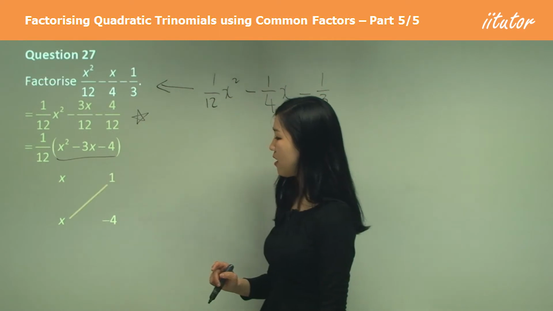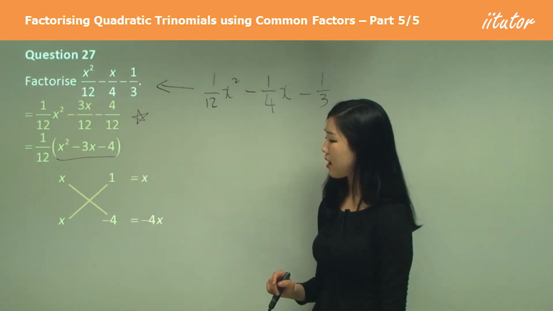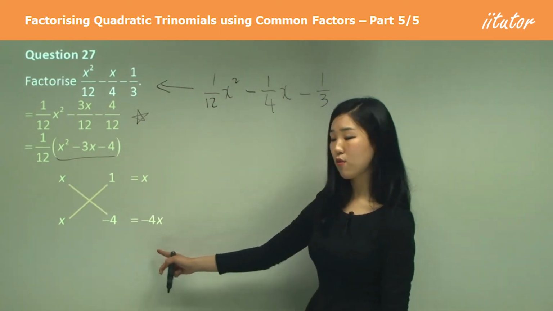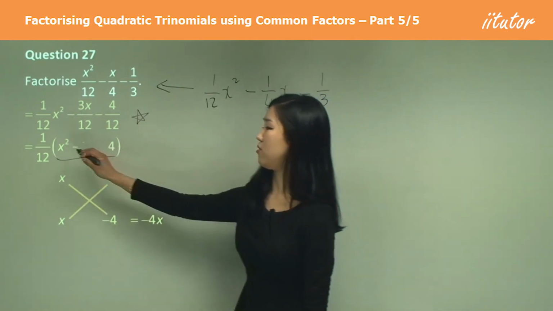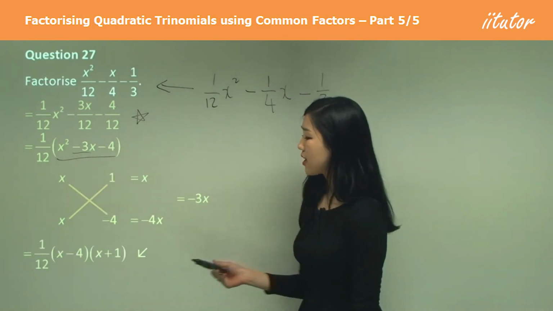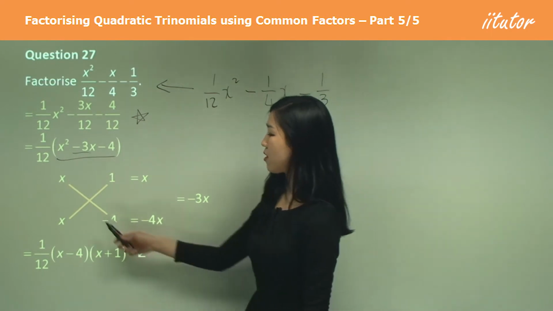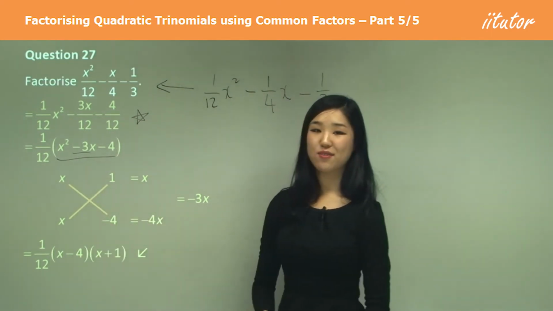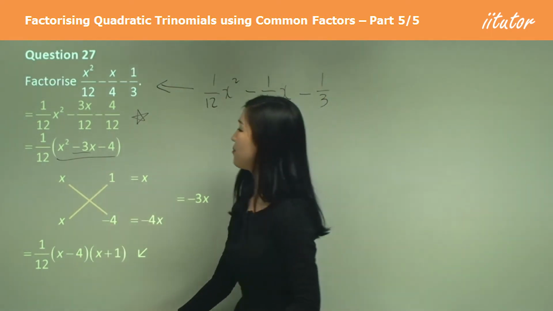So let's just check that. x times negative 4x, plus x, is negative 3x, which is that. So keep the 1 over 12 out, and we've got x plus 1 and x minus 4. That's the answer. Okay.